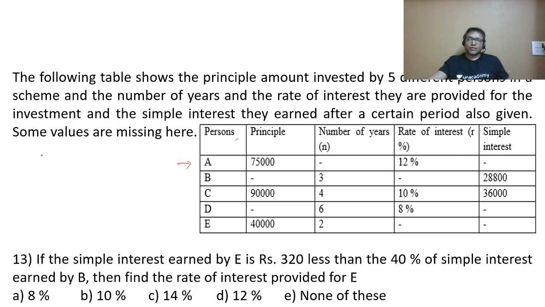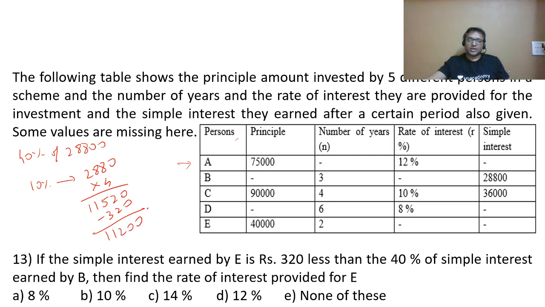So if you look at 40% of B's, so 40% of 28,800, 10% is nothing but 2,880. So 40% is into 4, which will come to 11,520. Now in this, if you subtract 320, you get 11,200 as the interest of E. So again you can make out, 11,200 is how much interest? 2 is 8, 28 I think, 28%. So 2 years, so it will be 14% every year. C option.